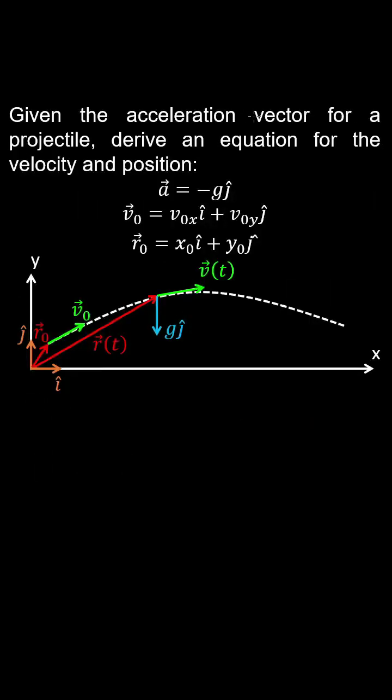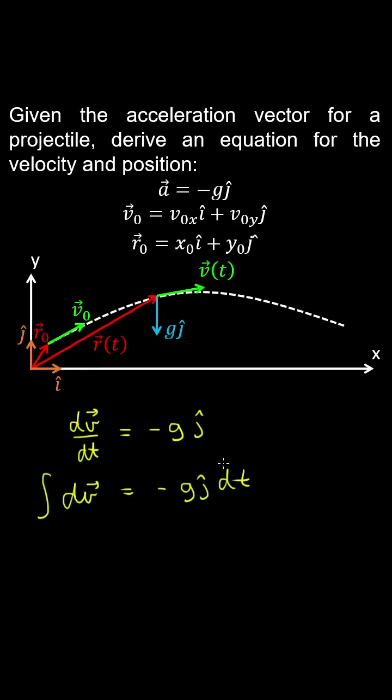Given the acceleration vector for a projectile, derive an equation for the velocity and position. So the acceleration is the rate of change of the velocity with respect to time, and that's equal to minus the gravitational constant in the vertical direction. And now we can separate the variables and integrate both sides while leaving the constants outside the integral. What we get is the velocity vector is equal to some constant in the horizontal direction plus minus g by time and plus another constant of integration in the vertical direction.